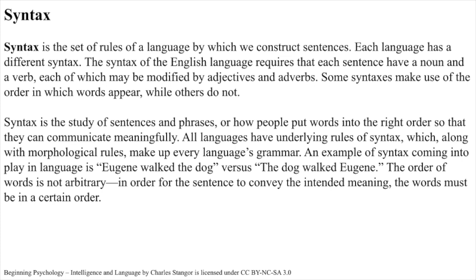An example of syntax coming into play in language is Eugene walked the dog versus the dog walked Eugene. The order of the words is not arbitrary. In order for the sentence to convey the intended meaning, the words must be in a certain order.